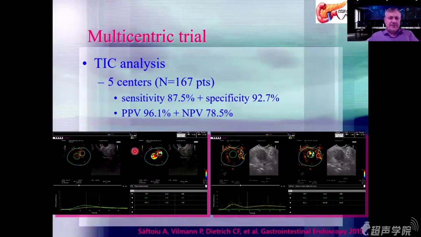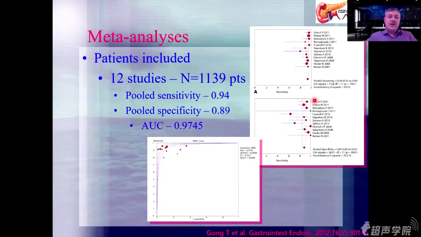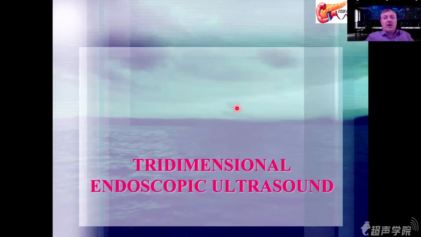We also did a multicentric trial. We used time intensity curve analysis on 167 patients, and we got a sensitivity of 87.5% and a specificity of 92.7%. So pretty good numbers. If you look at the meta-analysis in the literature, this is an older one, but there is another one which is more recent: 12 studies, pooled sensitivity is 94%, pooled specificity is 89%.